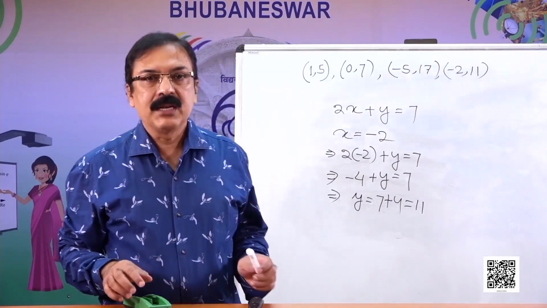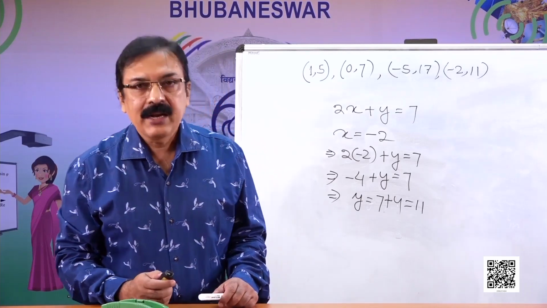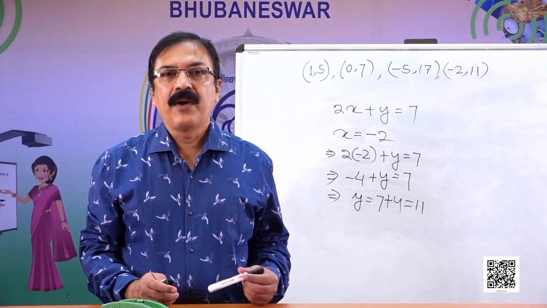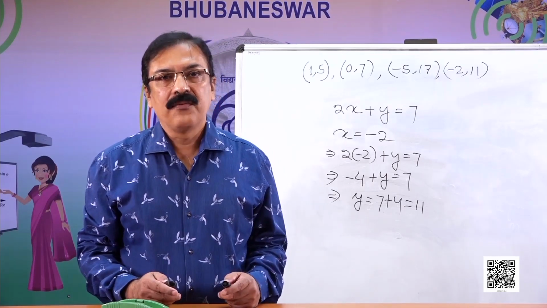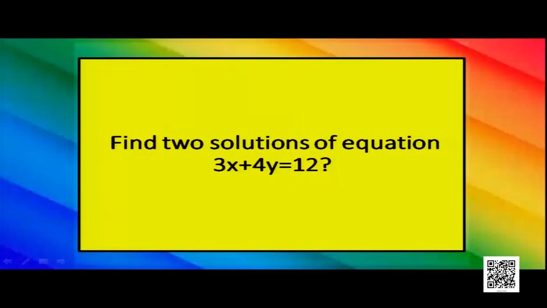You see, if an equation is given, we can find the solution by taking any value of x and finding the corresponding value of y. Let's see another example. Find two solutions of the equation 3x plus 4y is equal to 12. Here is another equation, the equation is 3x plus 4y is equal to 12.